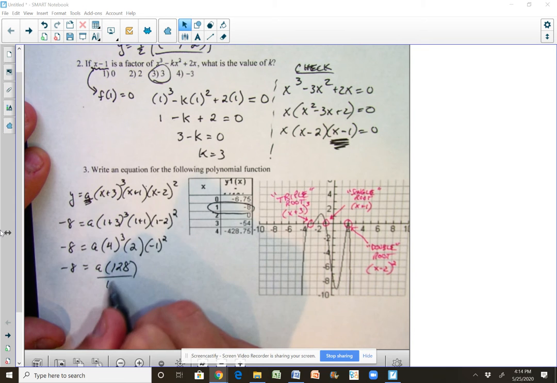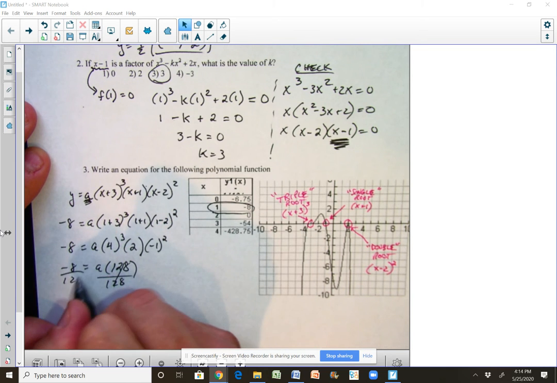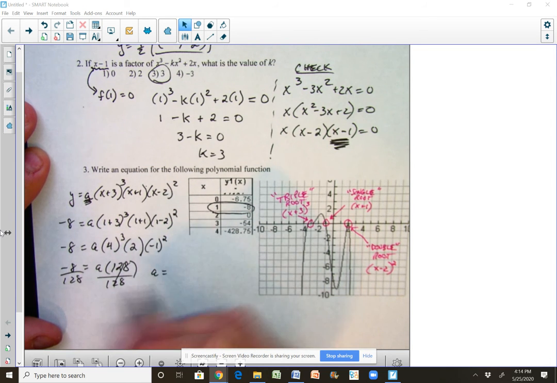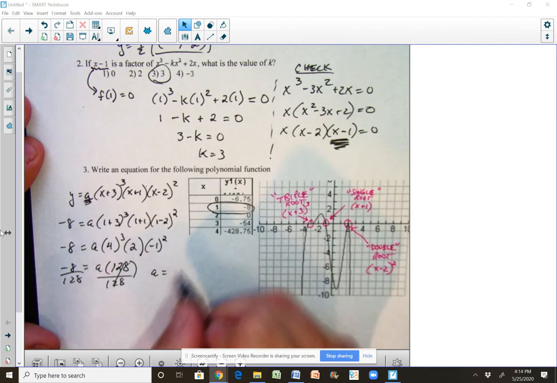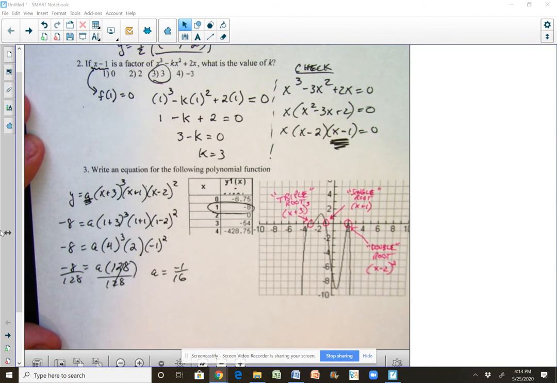So solving for a, we get 128 divided by on both sides, and a comes out to be -8 over 128, but that reduces down to just -1 over 16. It's negative, which makes sense, the leading coefficient negative, because it's going down to the right. If it was going up to the right, it would be a positive.